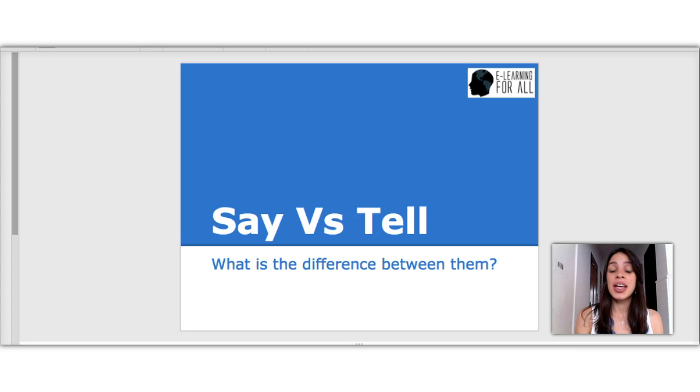So, today we're going to be talking about two verbs that people confuse all the time. The verbs are say and tell. What is the difference between them? In which situations do we use say and in which situations do we use tell? We're going to discover that now, okay? Come with me.